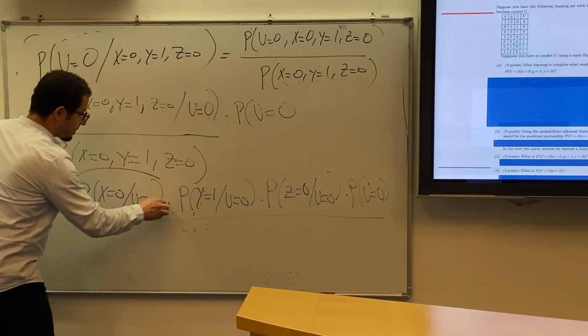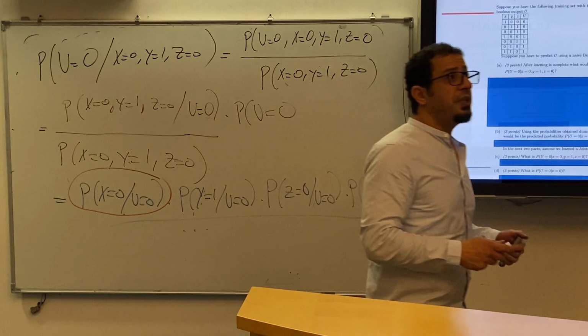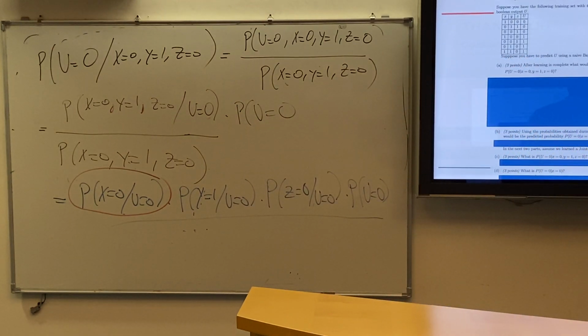This one. You are in u equals to 0. What is the probability of x equals to 0? 4 out of 8. Sorry? Look, if I say u equals to 0, what do we have? I am only at the first three cases. What is x equals to 0? 2 out of 3. Thanks.